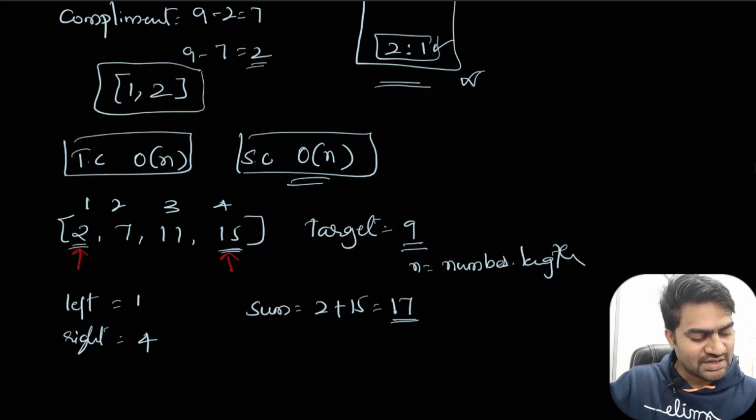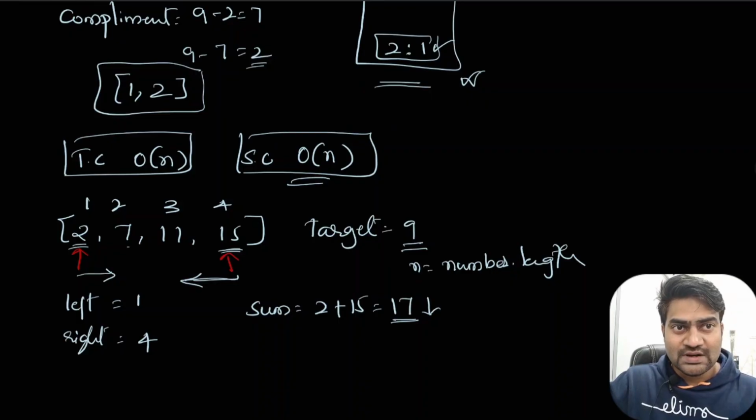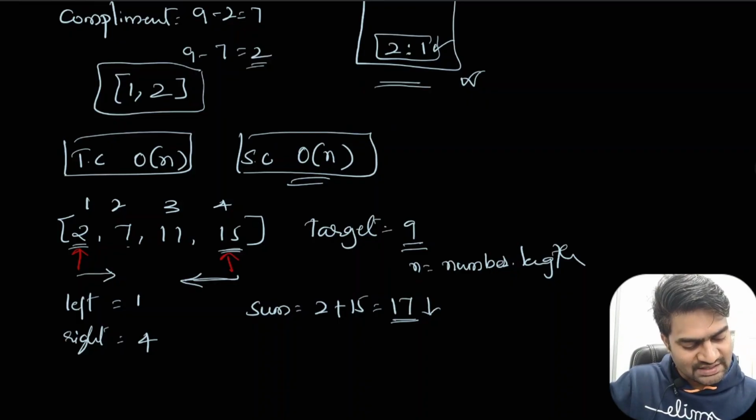If you see the sum, it is 17, which is greater than 9. So in order to get a smaller number, we have to move this pointer towards left. We cannot move this pointer towards right. If you see, if at all you move towards the right side, it would be 22, which is still greater than 17. So we need to try to reduce this sum. So for that reason, we need to move towards left from the larger number.